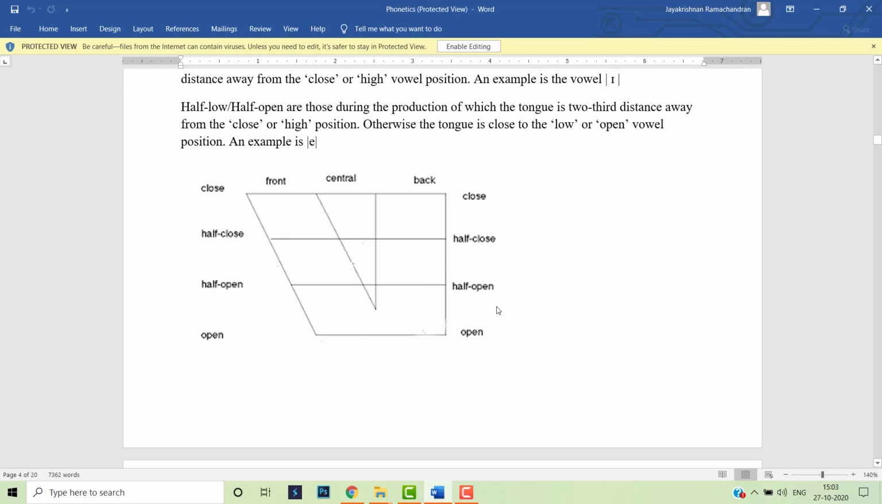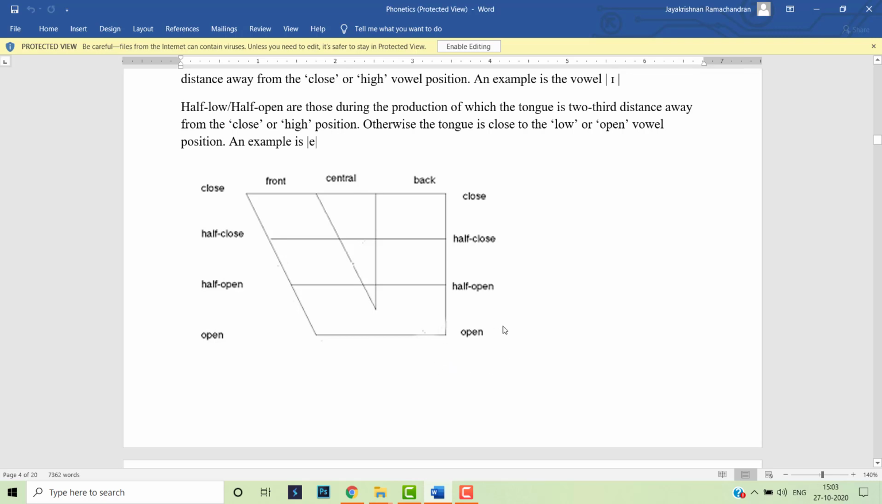So if the back of the tongue rises but still it comes only to the half open vowel position, you call it as a back vowel, which is half open. Okay, so it is 2/3 distance away from the close vowel position, so it is half open, and since it is the back of the tongue that is involved, you call it as a back vowel.